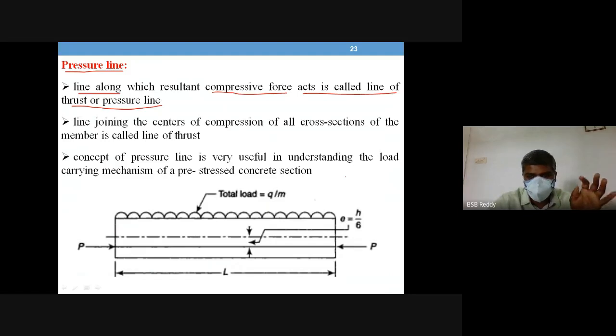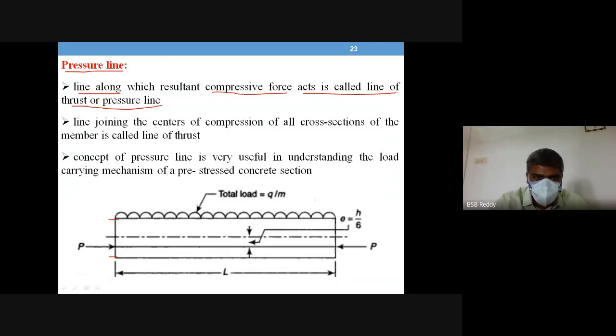So at some locations there will be fully compressive stress from top to bottom of the cross section. Some cross sections will be compression up to some portion, then tension, likewise. So it is a mix of all. So if you can trace the resultant of that compression area, the CG of that compression area from each cross section, and draw a line, that is what is called the pressure line. Okay, let us see how we draw it in further sessions.